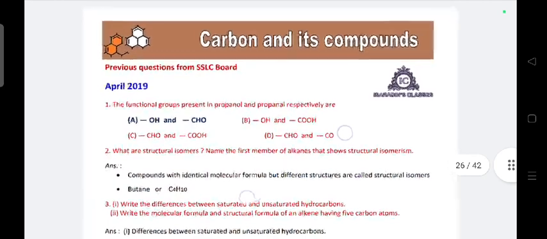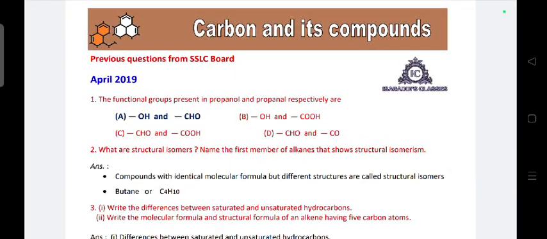So class 10 chemistry, next chapter: carbon and its compounds, important questions with answers, including previous year's questions also.